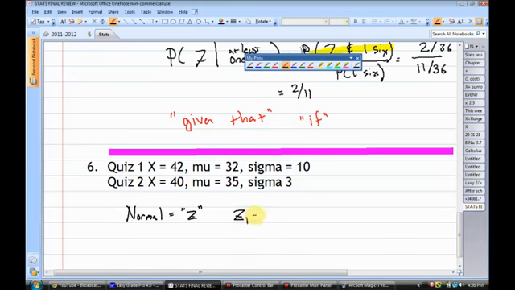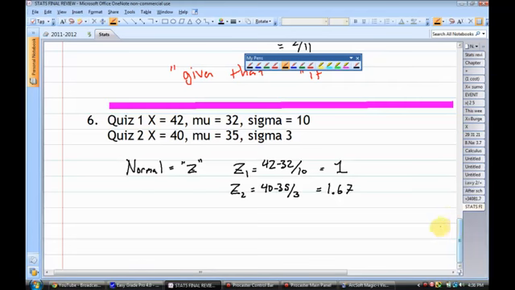So the z-score for the first quiz is 42 minus 32 over 10. That's equal to 1. So in the first quiz, she is 1 standard deviation above the mean. Quiz 2, she is 40 minus 35 divided by 3. That's 1.67 standard deviations above the mean. So which one is she better at? Quiz 2.